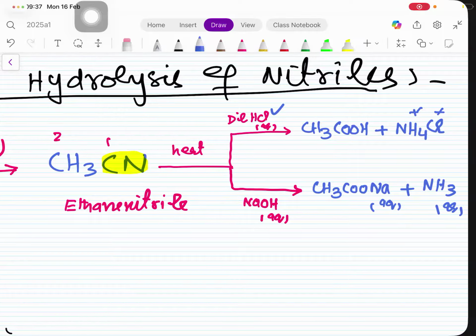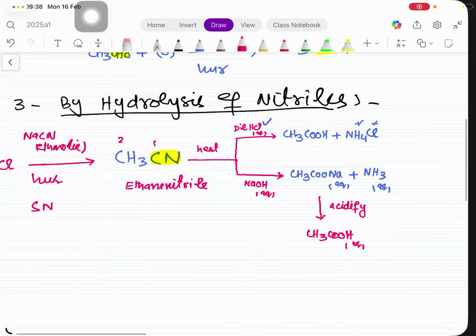But as in this particular case, we are preparing carboxylic acid, so you can do one more step: you can add acid. This is called acidify, like adding HCl afterwards if you did not add it earlier. Acidify this salt and you'll get carboxylic acid again. Okay, here is how the carboxylic acid is formed: nitriles by acidic hydrolysis, or alkaline hydrolysis followed by acid, will give you the carboxylic acid.